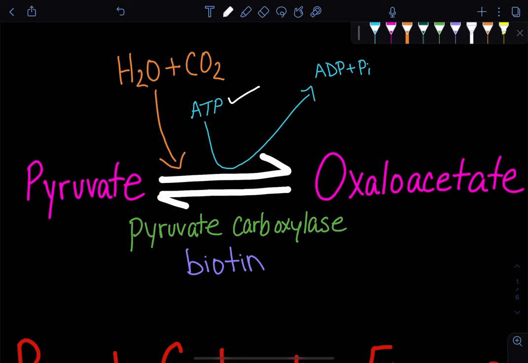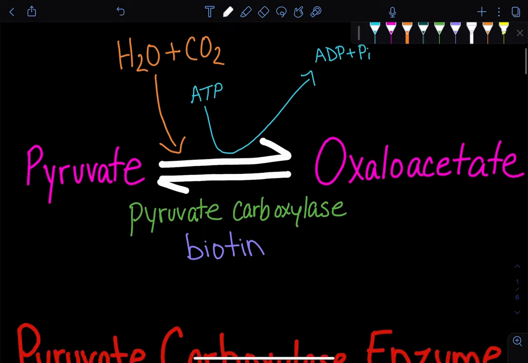We have ATP as a cofactor, and we're going to see the release of ADP and inorganic phosphate. Then we also have H2O and CO2, which are going to combine to form bicarbonate. All right, now let's look at the mechanism.